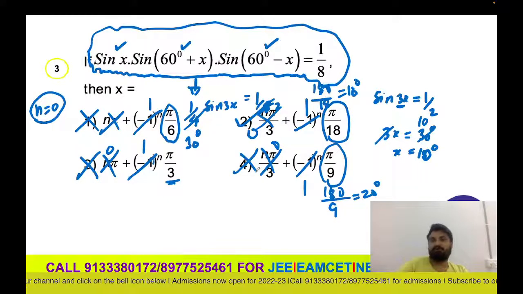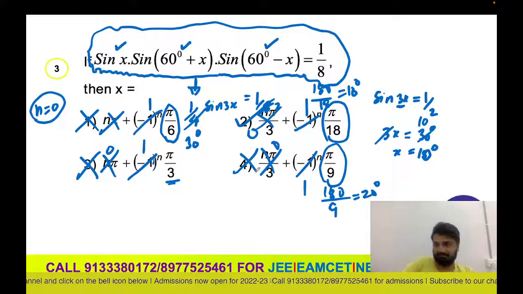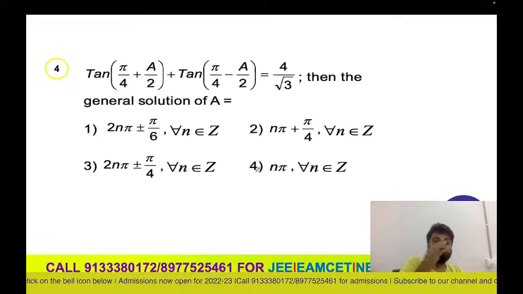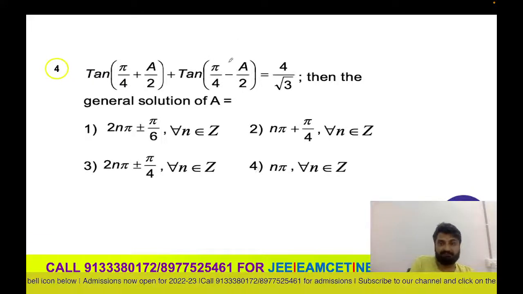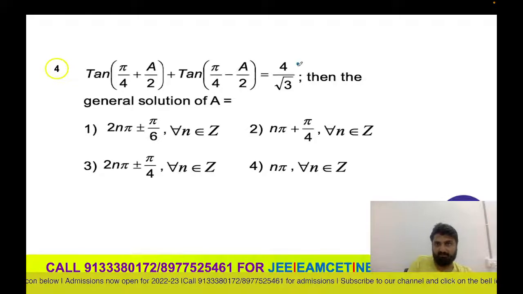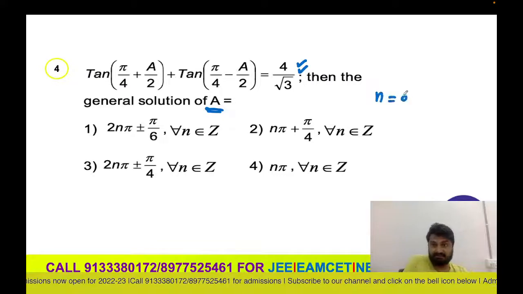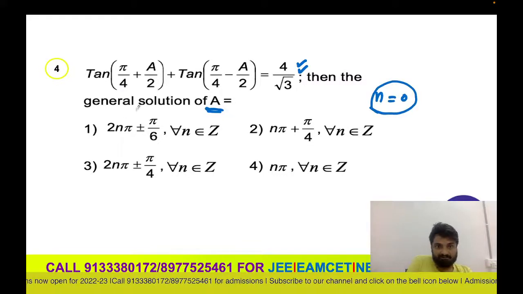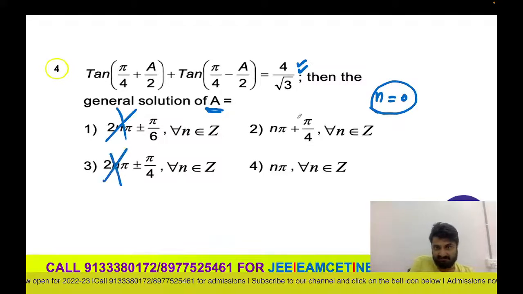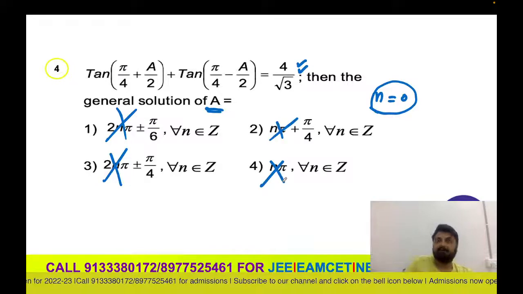So this is your third question of the day. Now the fourth question, tan of pi by 4 plus a by 2 plus tan of pi by 4 minus a by 2 should be equal to 4 by root 3. Then the general solution of a is. So first things first, give n value as 0. So if you give n value 0, all these are eliminated.